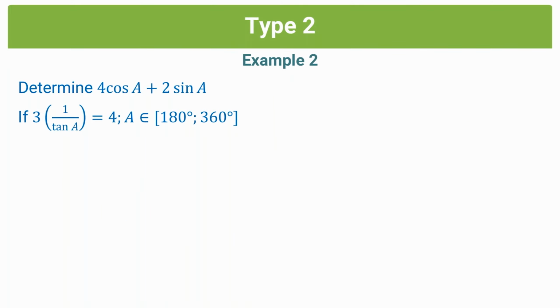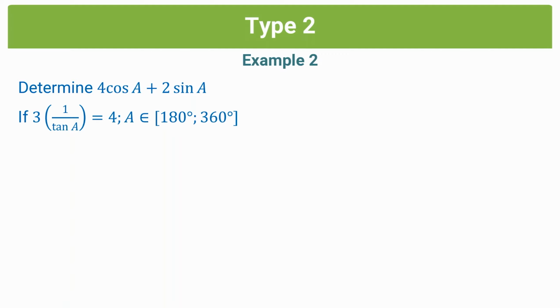We are told that we need to determine the value of 4 cos A plus 2 sine A if 3 times 1 over tan A equals 4. And we are told that A is an element of 180 degrees to 360 degrees.